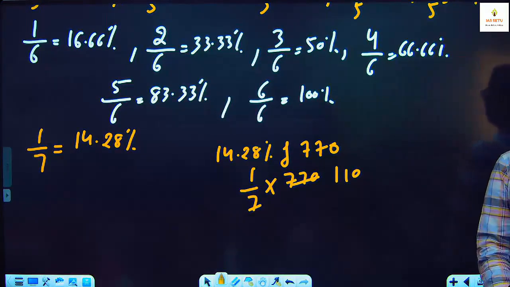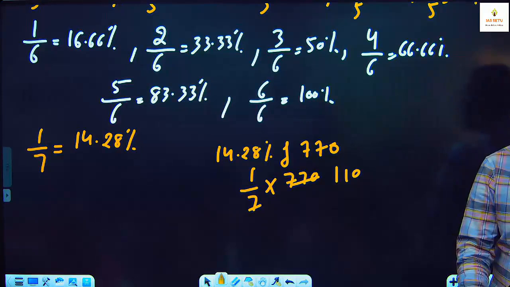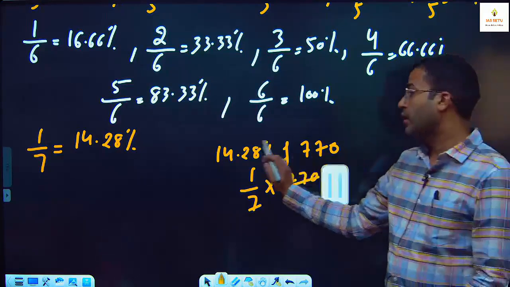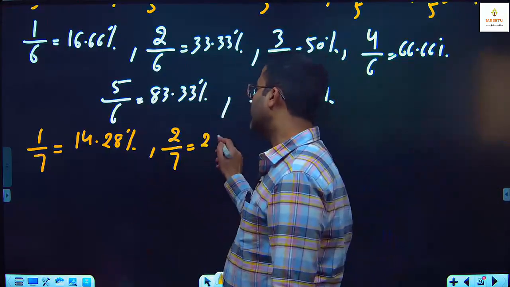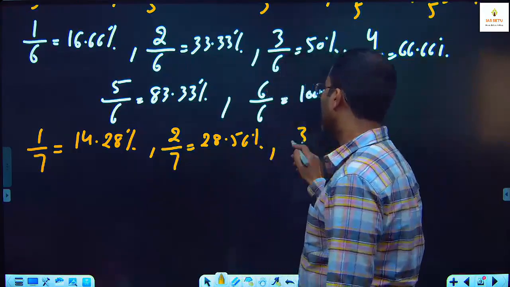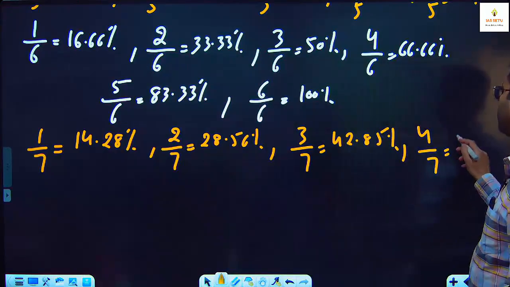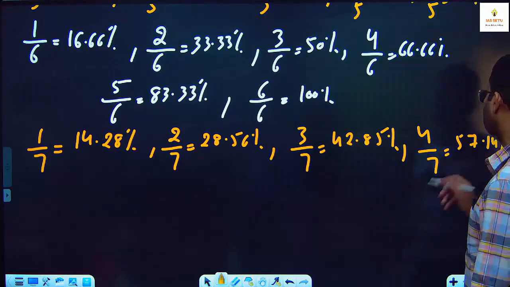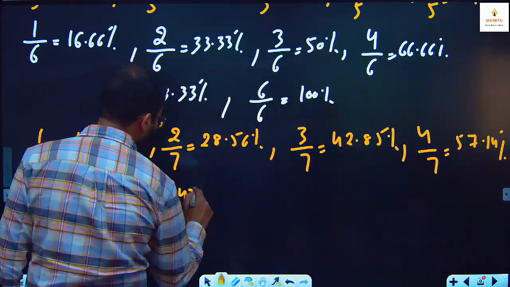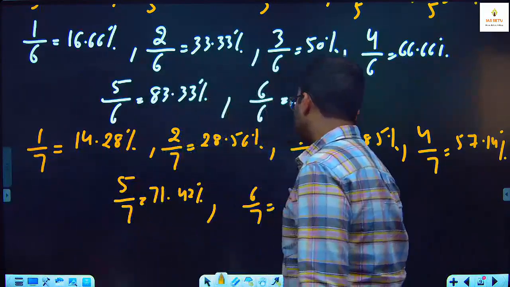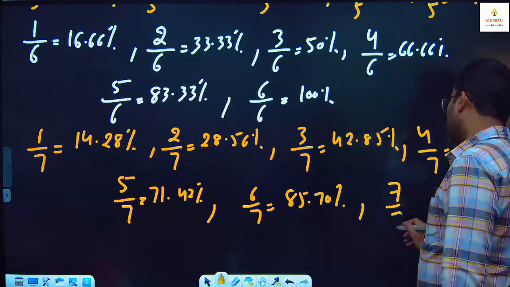So there are certain percentage values where we have fraction values. You have to remember it. You have to remember these. So now 1 by 7 is 14.28%. 2 by 7 is 28.56%. 3 by 7 is 42.85%. 4 by 7 is 57.14%. 5 by 7 is 71.42%. 6 by 7 is 85.70%. 7 by 7, 100%.